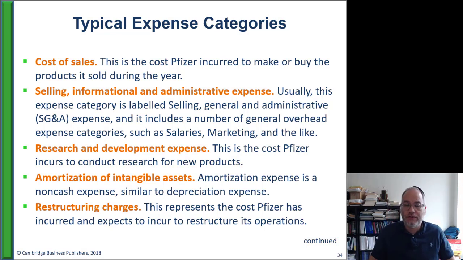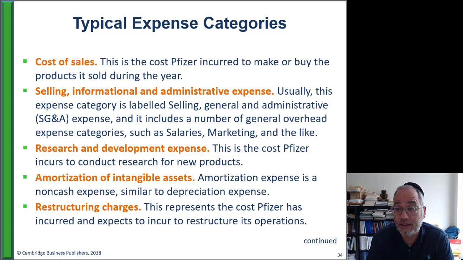Cost of goods sold is the cost of making products or the cost of buying products that were sold. They only include the cost of products that were actually sold. So if we purchase inventory that we didn't sell, that would not be considered to be cost of goods sold.